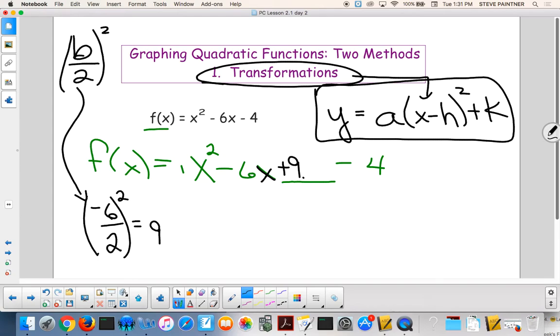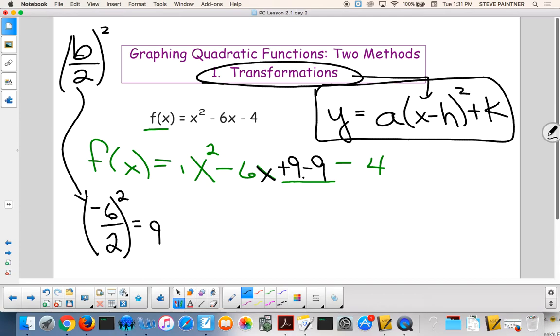So here's what your book does. Your book says add 9, then subtract 9, because that's like doing what? That's like doing nothing. It's like I didn't change the equation. I wrote it differently, but I didn't change it.